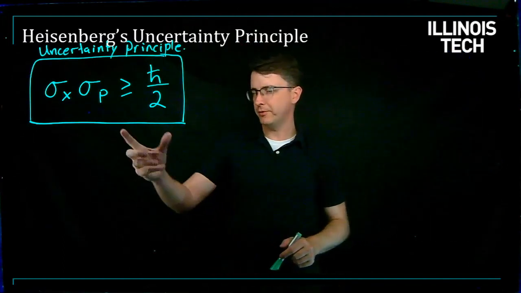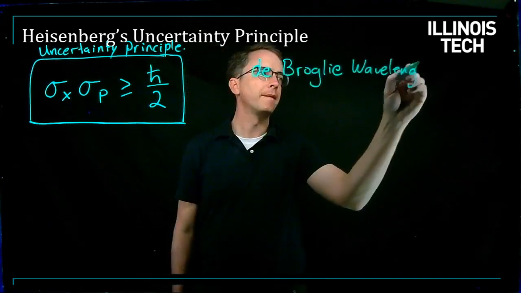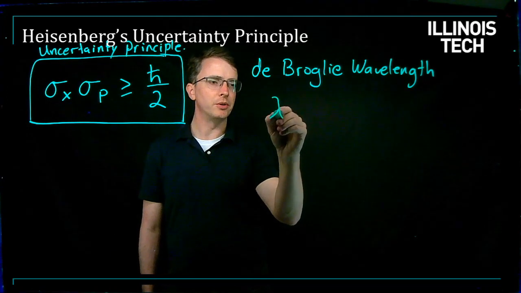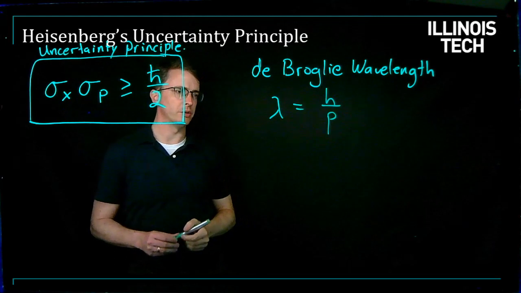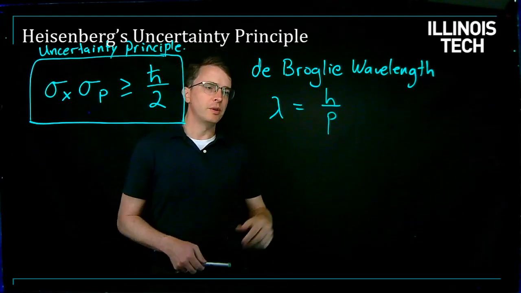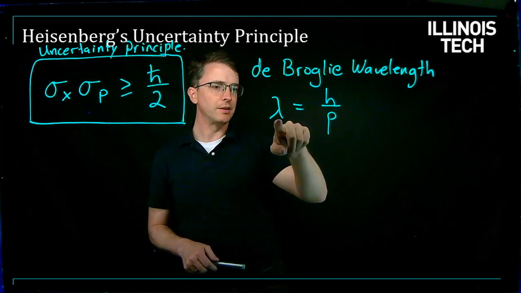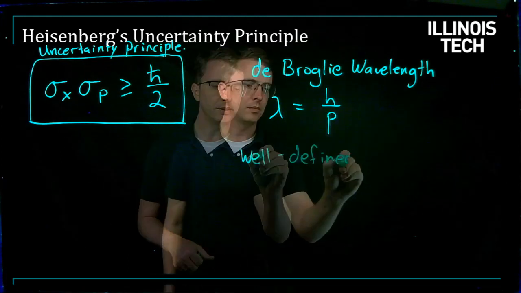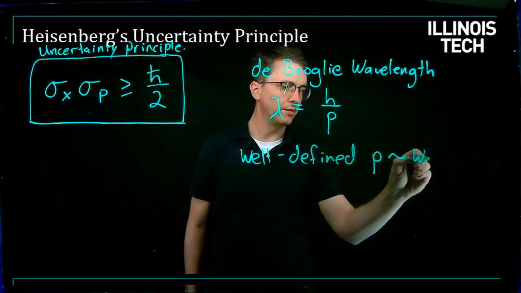We can go a little bit further to understand this by thinking about the de Broglie wavelength. We learned that particles act like waves, and the wavelength of a particle is h over p. So it's inversely proportional to the momentum. h is just a constant, right? So think about what this means. If I know the momentum very well, I also know the wavelength very well. So a well-defined momentum is similar to a well-defined wavelength.